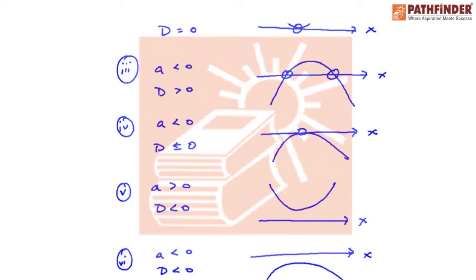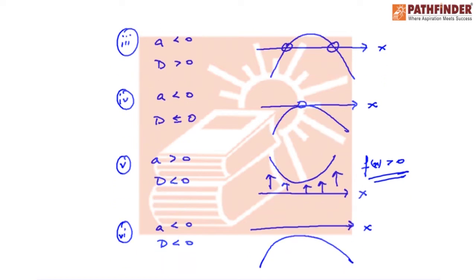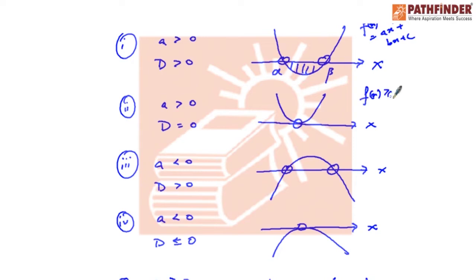Let us say if f(x) is always positive, then obviously this is the case, a positive and d negative, because here the quadratic expression is always positive since it lies above the x-axis no matter what is the value of x. Similarly, as you can rightly deduce, f(x) will always be negative in case a is negative and d is also negative. f(x) shall be greater than or equal to 0 in this case, because at one point, that is at the root itself, the value of the function may be equal to 0. Similarly, f(x) will be less than or equal to 0 in this case.